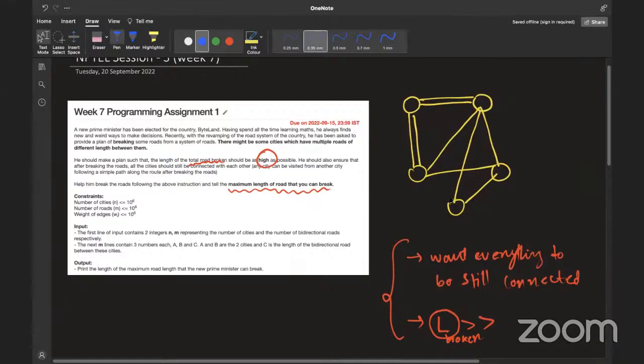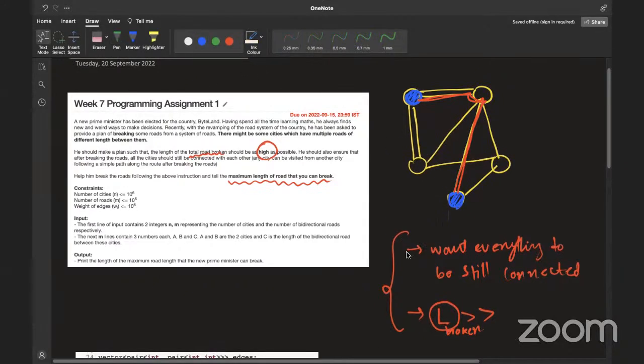And by connection, I mean if we say this city and this city are connected, there's a path from this particular city to the other city where we use some particular roads. So these two cities that I marked with blue over here, they are connected by the same logic. And everything should be connected, and the length of the broken road should be maximum.